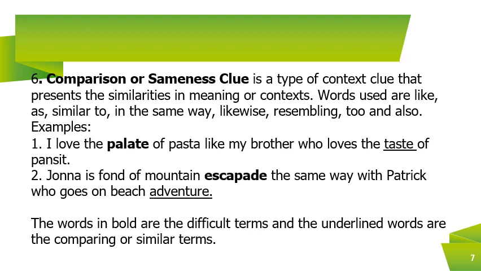The sixth one is the comparison or sameness clue. It is a type of context clue that presents the similarities in meaning or context. Words used are like, as, similar to, in the same way, likewise, resembling, to, and also. So, just like the other types, comparison or sameness clue have different clues rather.